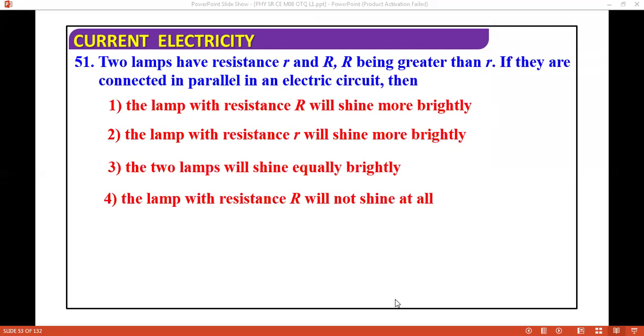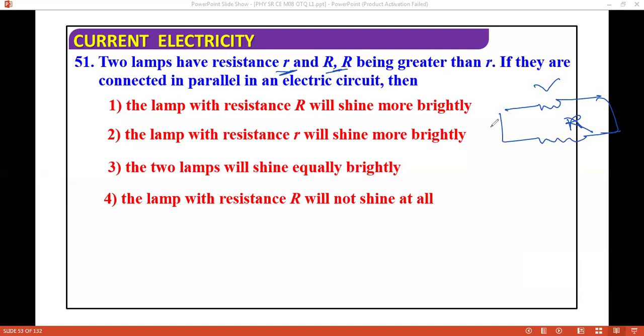So basically, we are connecting parallel lamps with resistance r and capital R. See, this is r, and this is capital R. We are connected in parallel. So the lamp with the resistance r will shine more brightly.